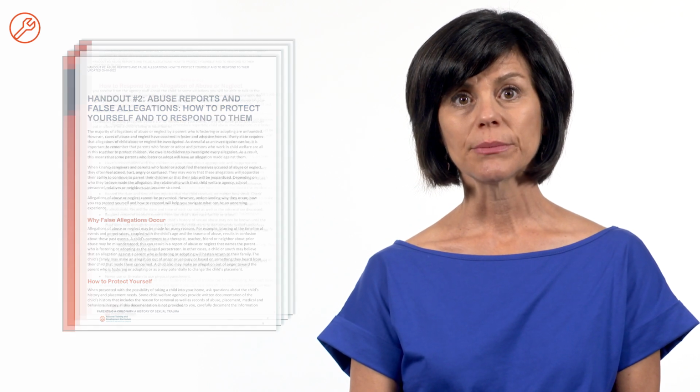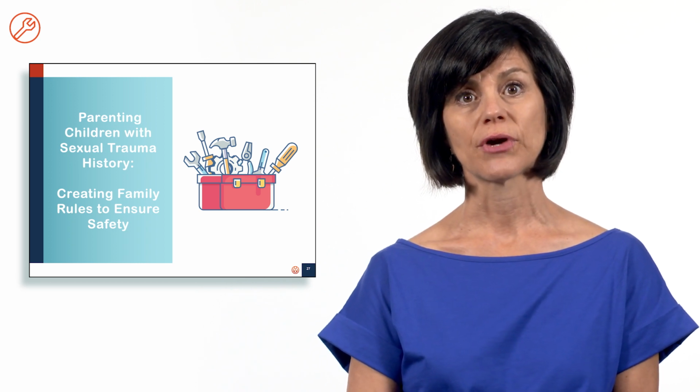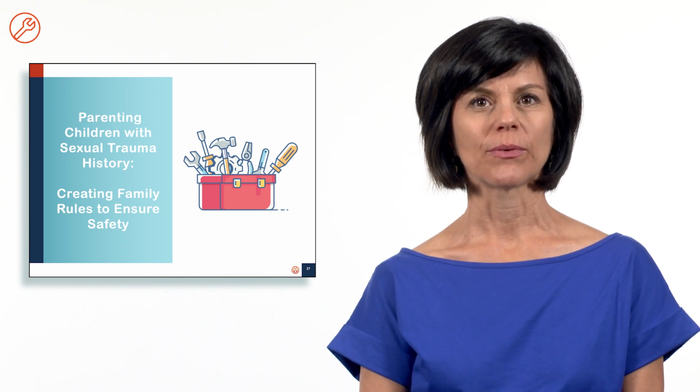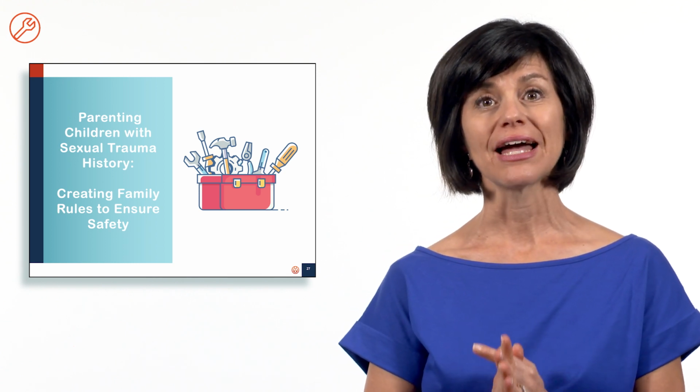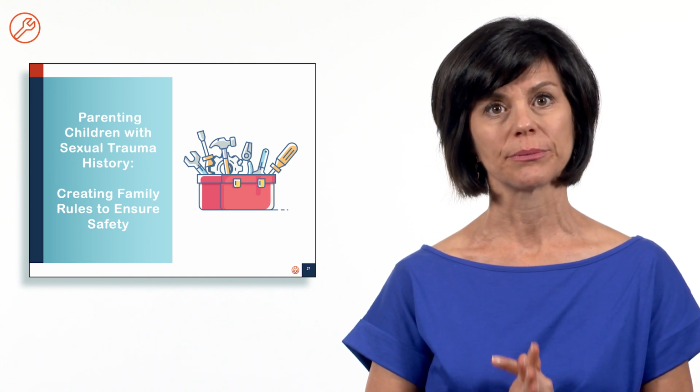To keep all family members safe, we'll also go over the importance of developing and following house rules for everyone in the family. The section ends with a brief activity where we'll ask participants to write down 5 rules they would create if they were to parent a child with a known history of sexual abuse.